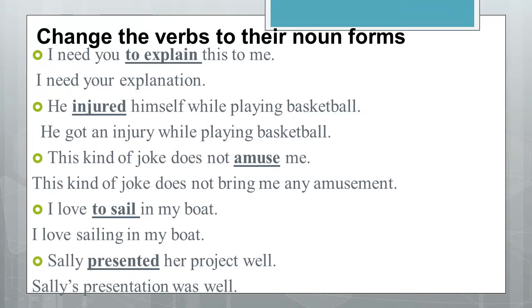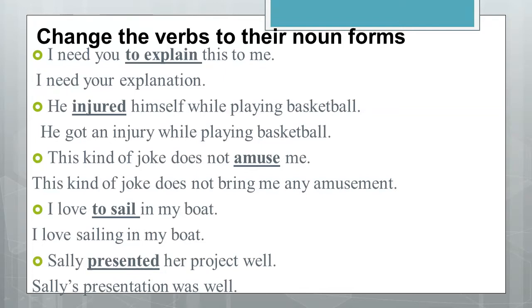Let's begin now. Sentence number 1 is, I need you to explain this to me. First, find the verb in this sentence. The verb is to explain. Now, change this verb into a noun. Add any suffix. Yes, we will add the suffix tion and the noun would be explanation.